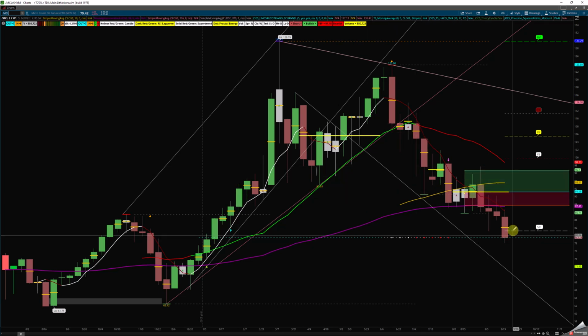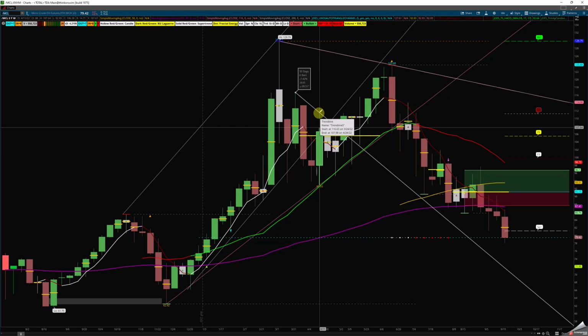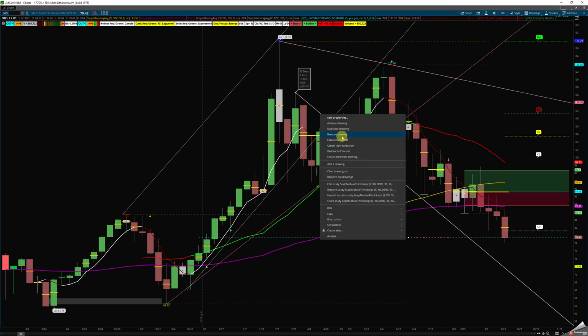We further fell down back to the 75. This was the 4 soldiers that took you higher. You are in this consolidation of this area. I would look for this area here, this area to hold, in case we come back to the backside of the breakout of this channel. That would give us a better reference, remove drawing.